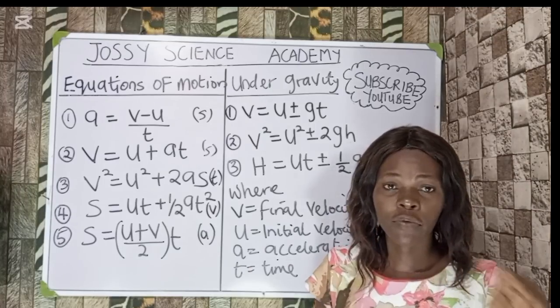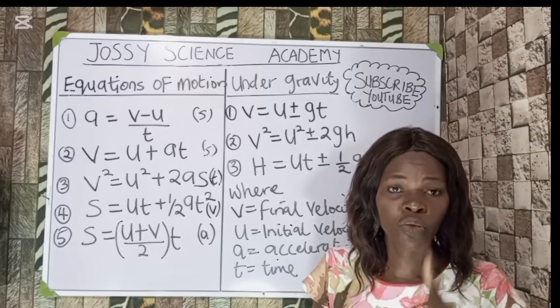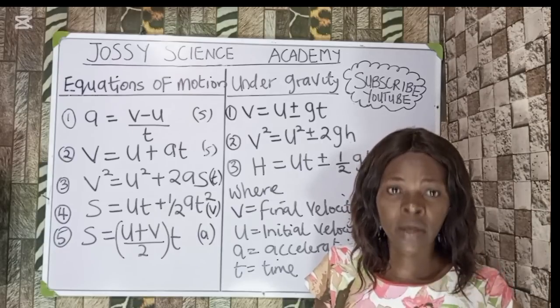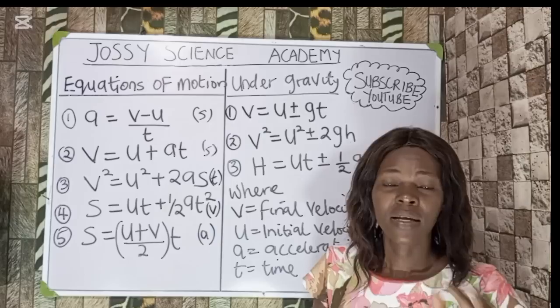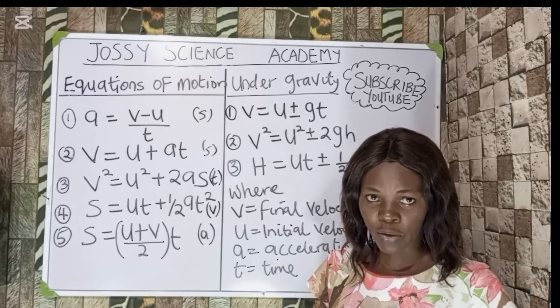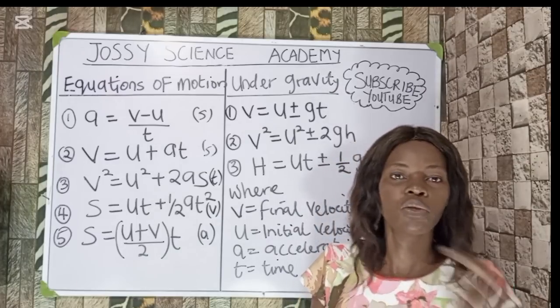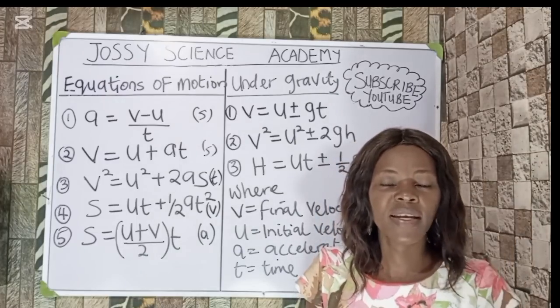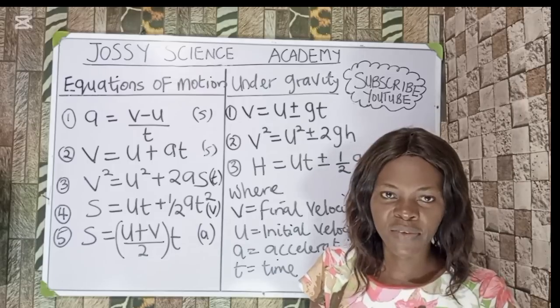If a body starts from rest, because they normally use this statement, the initial velocity u will be equal to 0. But if the body did not start from rest, it means that any value given to you becomes your initial velocity. Hope you are noting it down. Now, if a body comes to rest, it means that the final velocity v equals 0. You must take note of that.